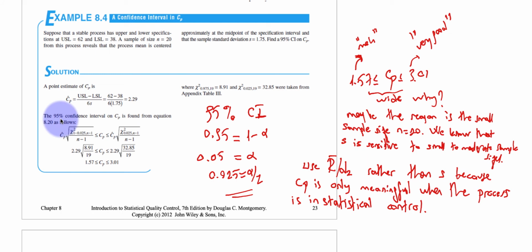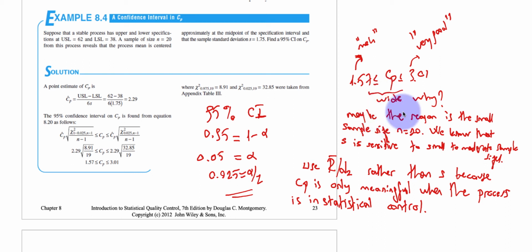We want to construct the confidence interval at 95%. So alpha will be 0.05 and alpha over 2 will be 0.025. And this is just plugging in the numbers. The confidence interval for the process capability ratio comes out like this. But when we analyze this interval, on the lower side the process capability ratio is adequate, but on the upper side the ratio is very, very good. So there is a wide range of values for the process capability ratio.